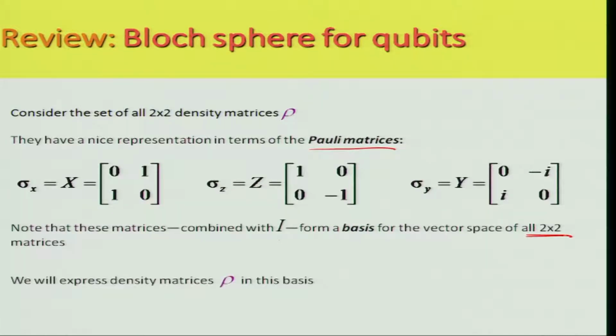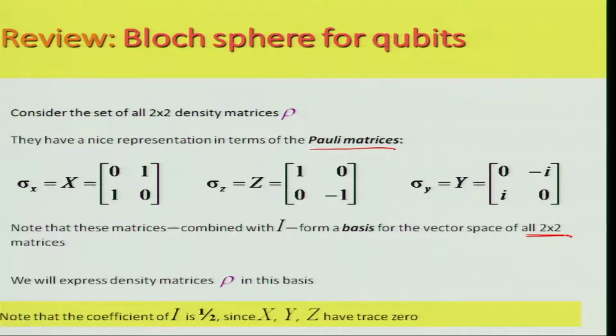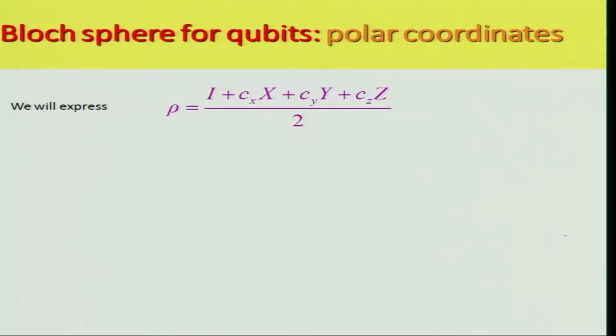That is why these are very important, and we can express density matrices rho in this basis. Note that the coefficient of I is half, since x, y, z have trace 0. So, the trace value of 1 from the diagonal will have to come from I. So, we can express the density matrix rho for a qubit along this form: rho is equal to half of I plus the coefficients C x, C y, C z for x, y, z.